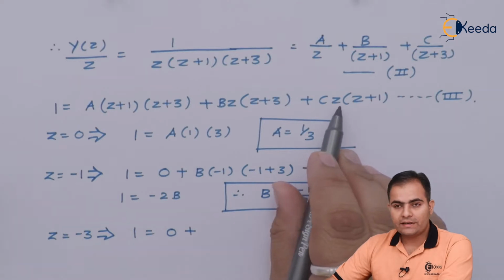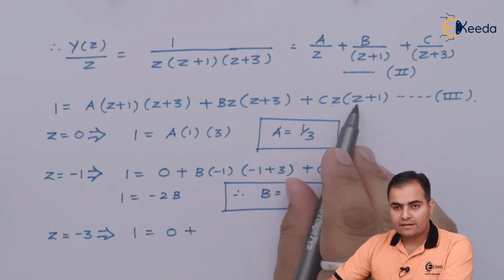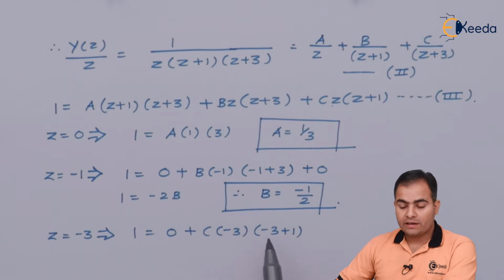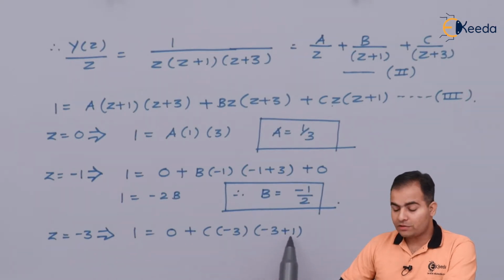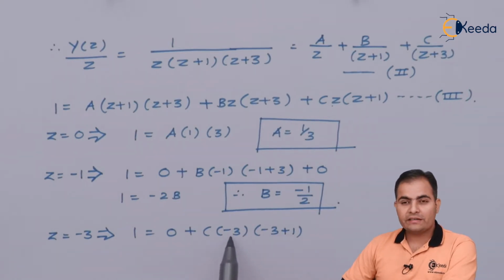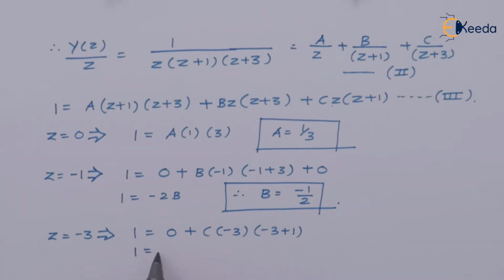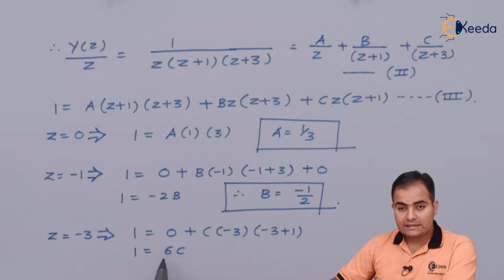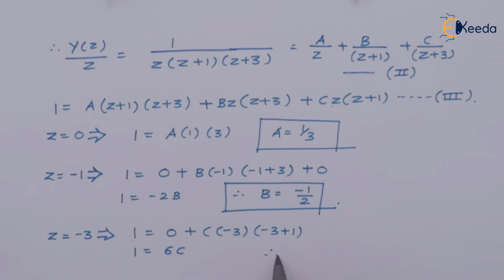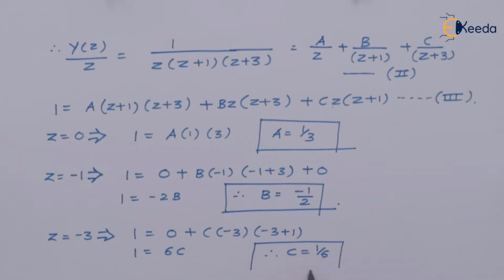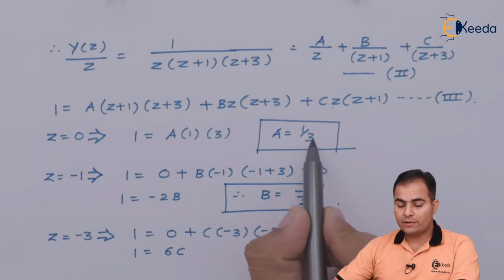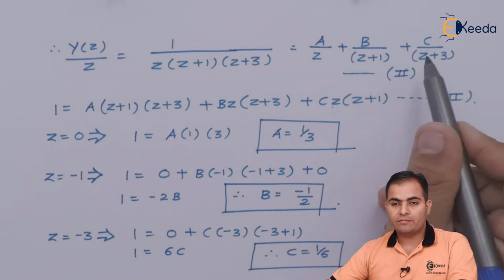So we'll move on to directly see this z, and this z is replaced by minus 3. Now look here, here we have minus 3, and here we have minus 3 plus 1. Minus 3 plus 1, answer is minus 2. Minus 2 into minus 3, answer is plus 6. So I can write 6c on the right hand side. Now if I shift this 6 to the left hand side, you will get the value of c, which is 1 by 6. Now I will substitute all the values of a, b, c in my equation number 2.